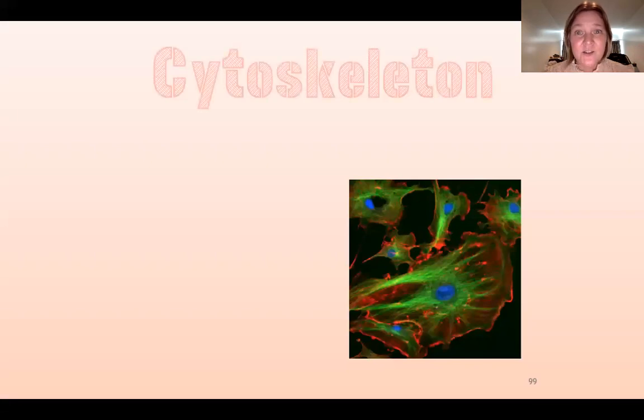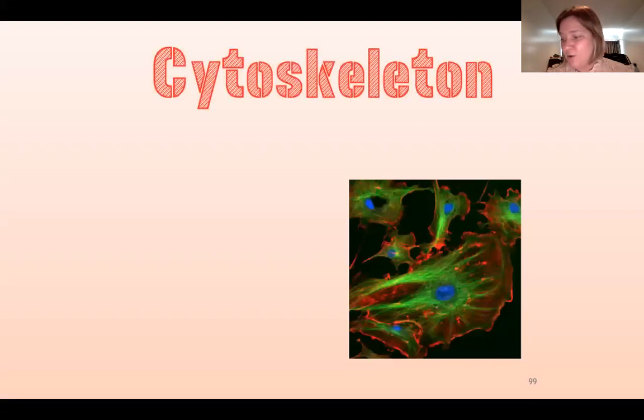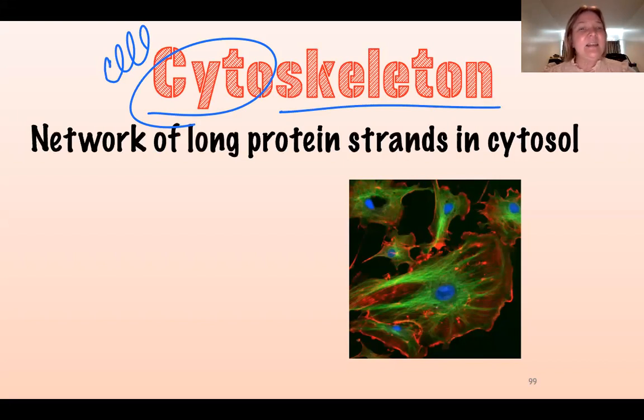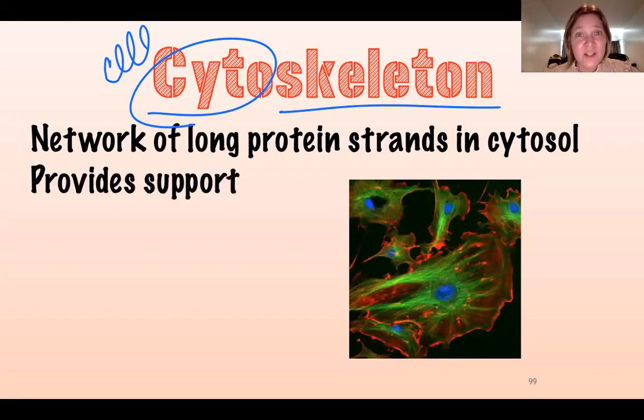The next structure I'm going to talk about is the cytoskeleton. And again, cyto means cell, and I'm assuming everyone understands what skeleton means. This is a network of long protein strands that are in the cytosol. Remember, the cytosol is the liquid part of the cytoplasm. The function, just like the function of our skeleton, is to provide support. Imagine if we didn't have a skeleton, we'd just be a floppy bag of meat.